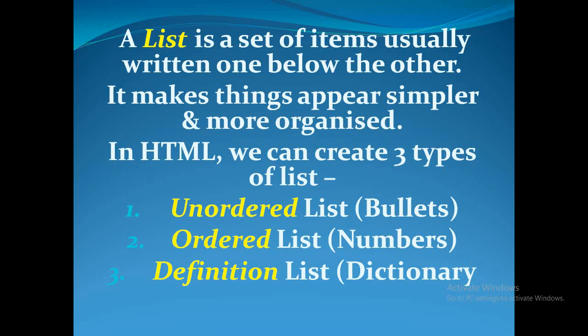A list, as we all know, is a set of items usually written one after another. In HTML, we can create three types of list: ordered list, unordered list, definition list. In an ordered list we use numbers, which we generally use like 1, 2, 3, but in an unordered list we use bullets.